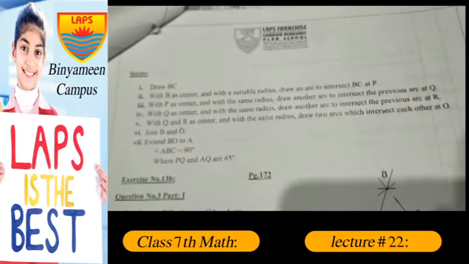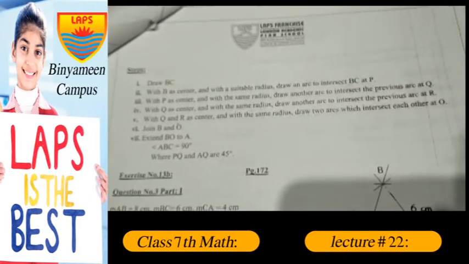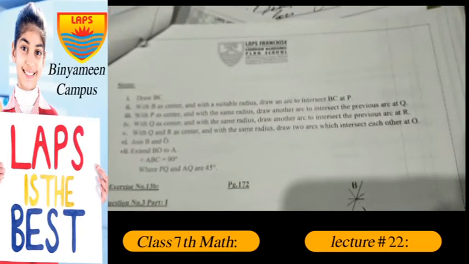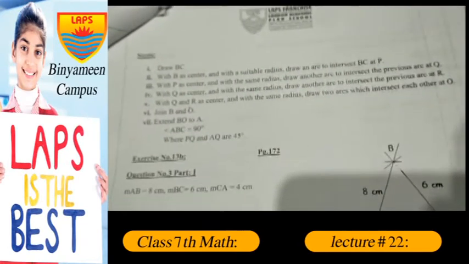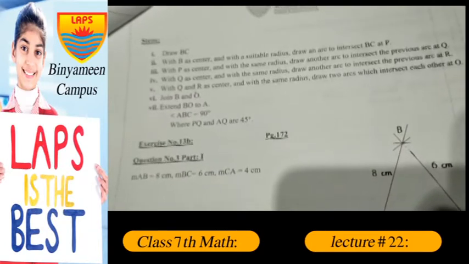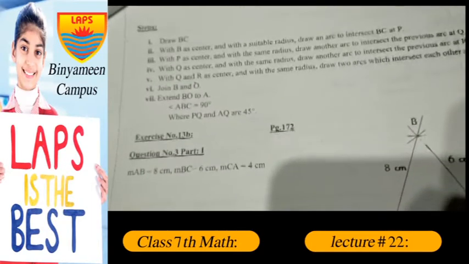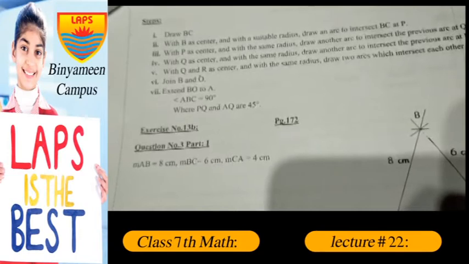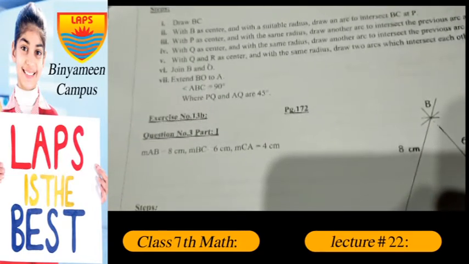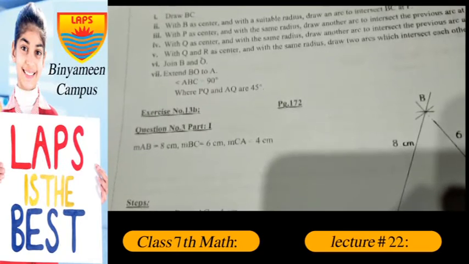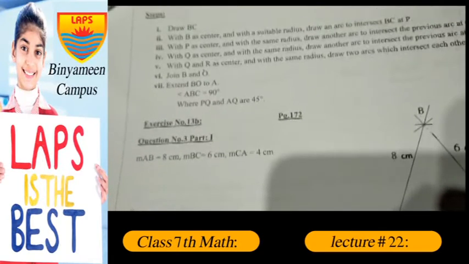Step 5: With Q and R as centers and the same radius, draw two arcs which intersect each other at point O, and join B and O. Step 7: Extend BO to A. Angle ABC is equal to 90 degrees, where angles PBQ and AQ are 45 degrees.